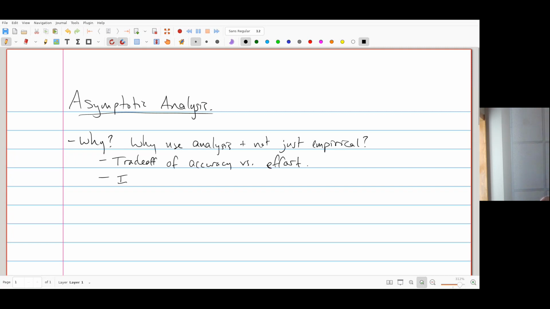Also, we want to insulate ourselves from incidental details. Right, if I actually run an algorithm and time it, what kinds of things can affect how long it takes? Yeah, it's the exact CPU that I'm running it on. I would get different results if I run it on different computers. What else?